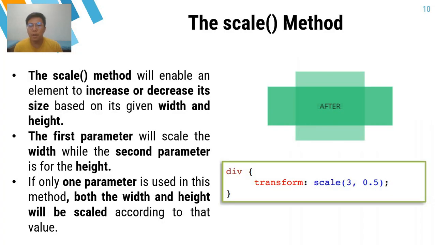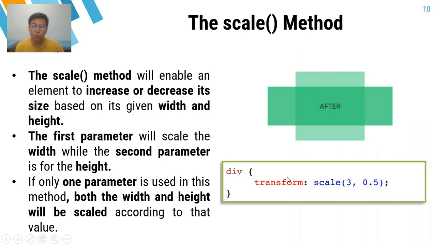Now, another method that we can apply in CSS3 is the scale method, which will enable an element to increase or decrease its size based on its given width and height. The first parameter will scale the width while the second parameter is for the height. If one parameter is used in this method, both the width and height will be scaled according to that value.